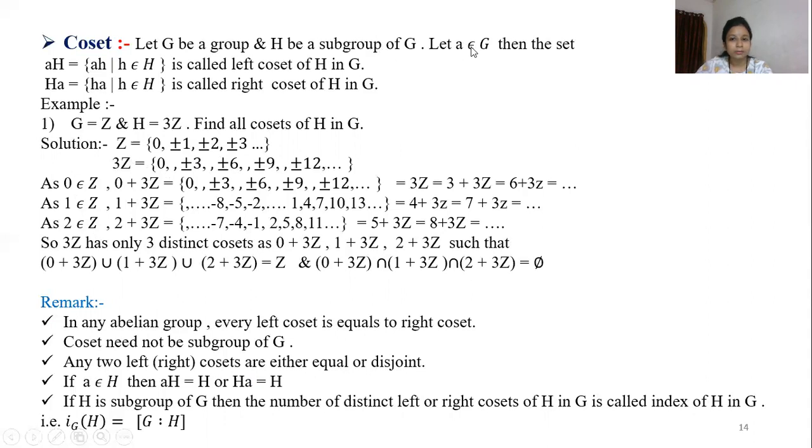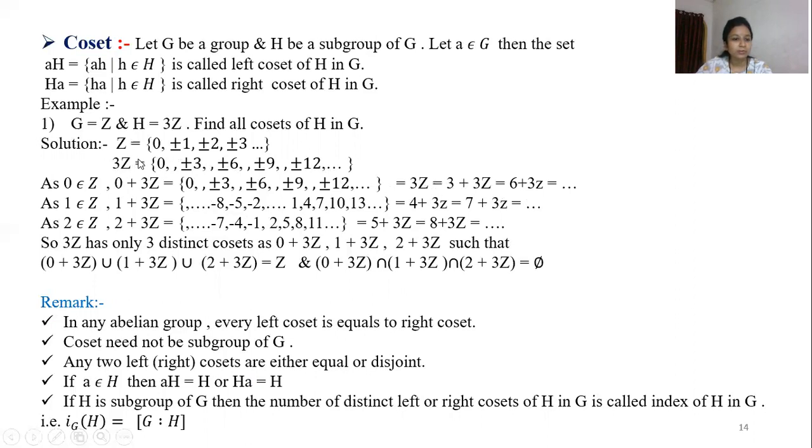Now here, a belongs to G, so consider each element of Z with the usual addition. As 0 belongs to Z, what do we obtain? 0 plus 3Z. Simply add 0 to each member of 3Z: 0 plus 0, 0 plus 3, 0 minus 3, 0 plus 6, 0 minus 6, 0 plus 9, 0 minus 9, and so on. So 0 plus 3Z contains 3Z only.